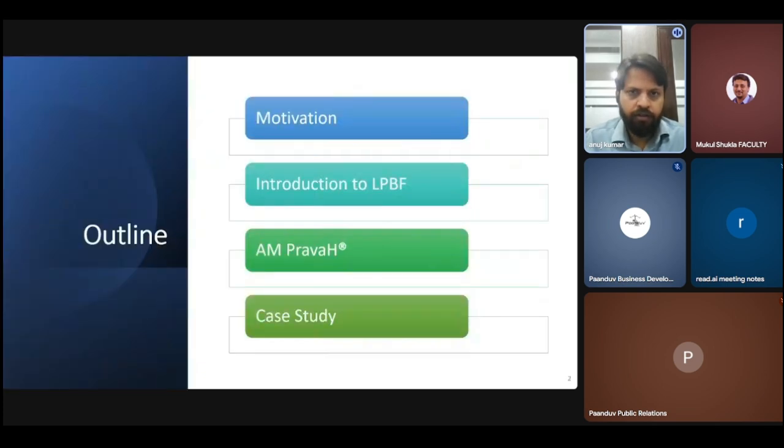So this is going to be my talk. First, I would like to introduce the motivation around modeling and simulation of my work. Then I will quickly introduce you to the LPBF, which is laser powder bed fusion. And the most important part of this talk is how you all can utilize the AM PravaH tool to perform the modeling and simulation of LPBF or other additive manufacturing like WEM and other DEDs. And at the end, I will showcase the case studies which we have done with the help of AM PravaH, and we recently presented it at one prestigious conference at IIT Madras.